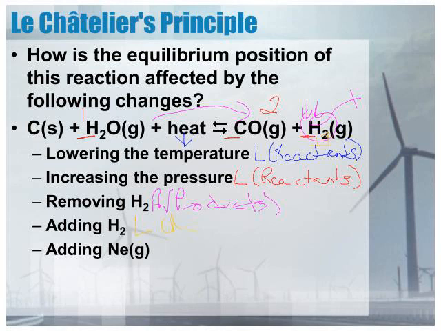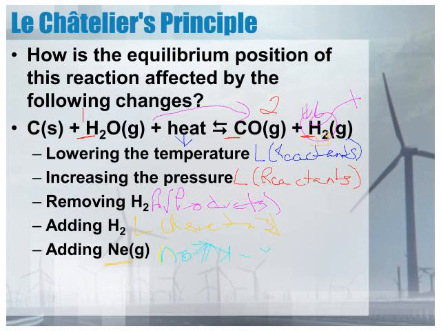That's reactants. I don't know why this pen thing is messing up today. Adding neon. Neon is what kind of element? It is a noble gas. Therefore, nothing happens. Let me pick a better pen color there. So nothing happens here. Guess pen color didn't matter. It's just wanting to mess up.